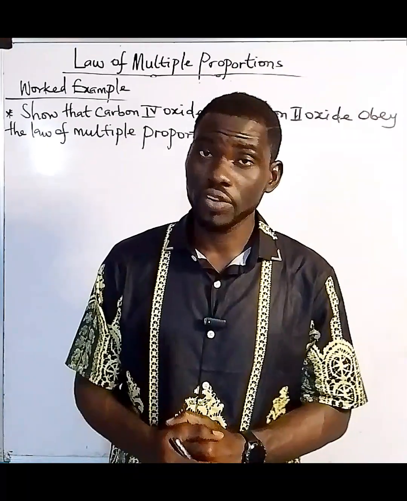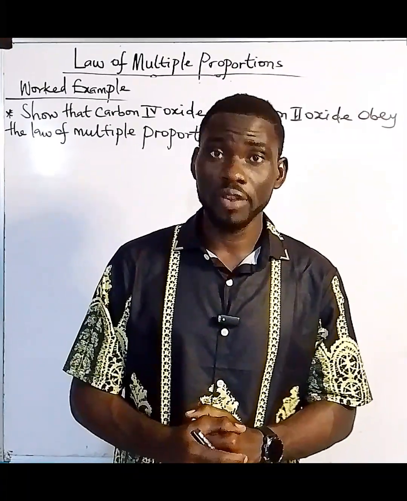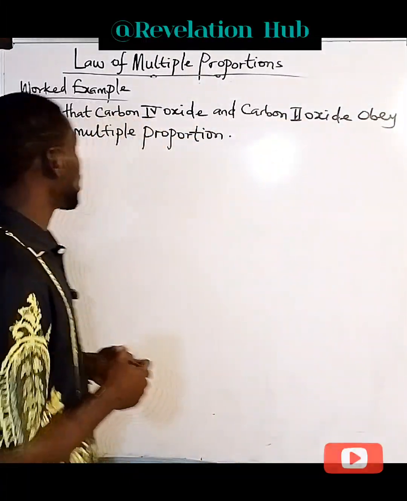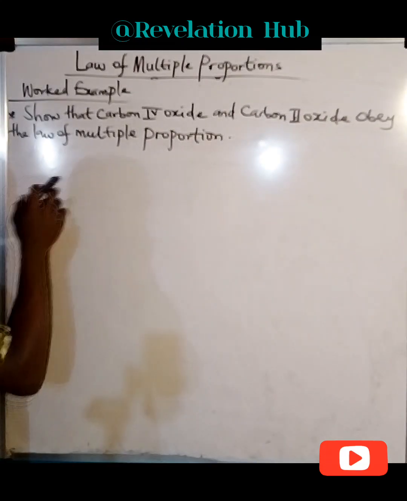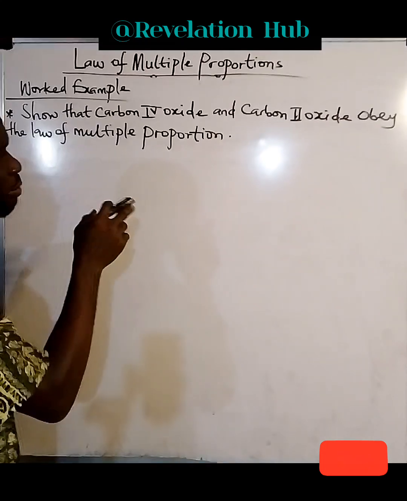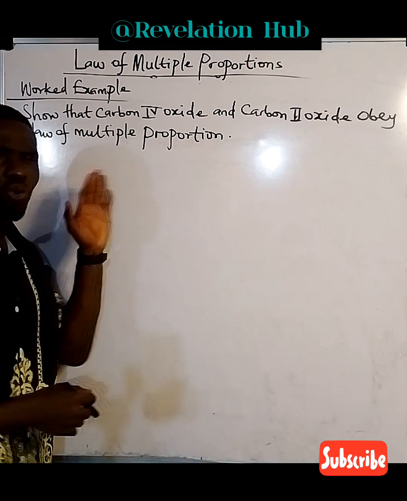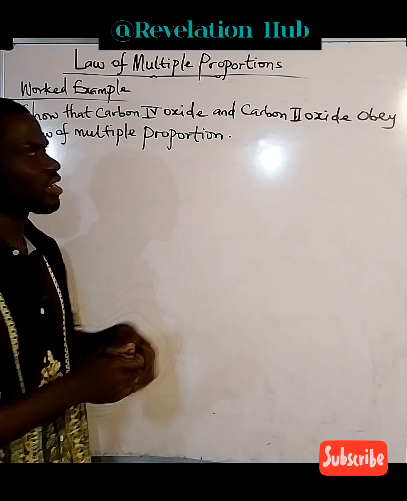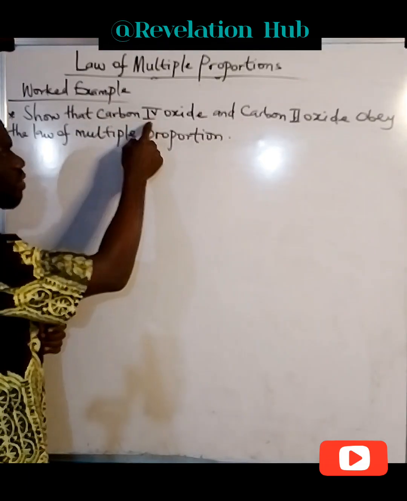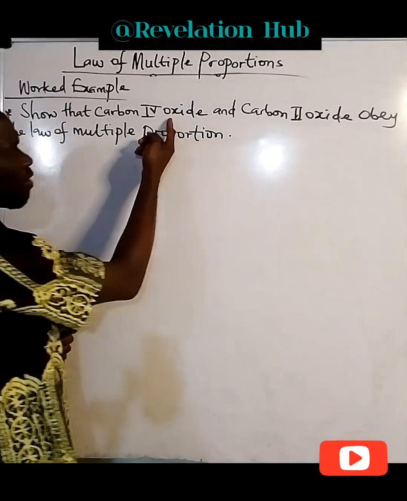Okay, guys, let's look at the first worked example on this very law we're discussing today. Show that carbon 4 oxide, which is CO2, and carbon 2 oxide obey the law of multiple proportion. Now, we talk about carbon 4 oxide and carbon 2 oxide.